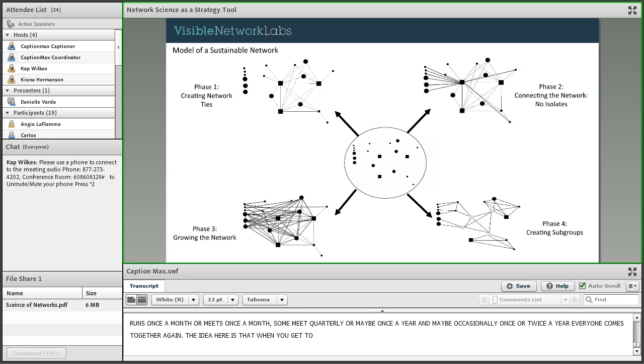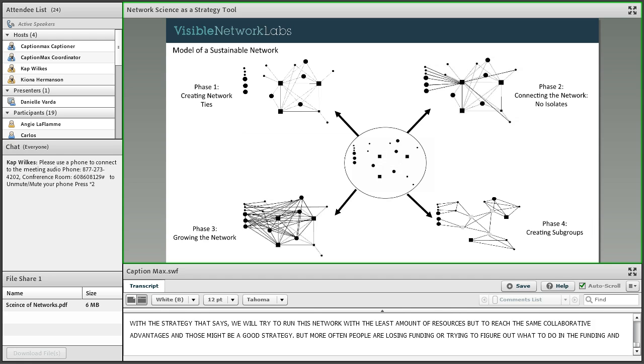Let's say one of these sub-networks meets once a month. Some of them meet quarterly, maybe once a year, and maybe occasionally, like once or twice a year, everyone comes together again. But the idea here is that when you get to this phase four, you've completely changed and you've built a strategy. The strategy is based on everyone having a role, being invited to play that role only when they need to, and being optional other times, and going forward with a strategy that says we're going to try to run this network with the least amount of resources, but to reach the same collaborative advantage.